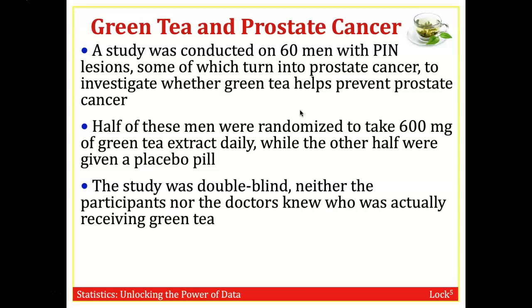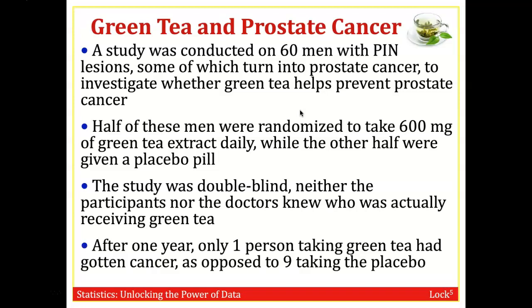Now, this will be an appropriate technique to use for observational studies as well. We'd have to rethink how we're visualizing or thinking about the randomization occurring. But for now, we'll focus on the experimental setup. Now, after 1 year, we had 60, so 30 in each group. Out of the 30 getting green tea, only 1 had gotten cancer. Whereas in the placebo group, 9 out of 30 had gotten cancer. So that might seem like a big difference. The question is, could this be explained just due to chance?